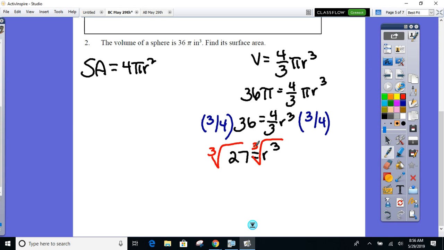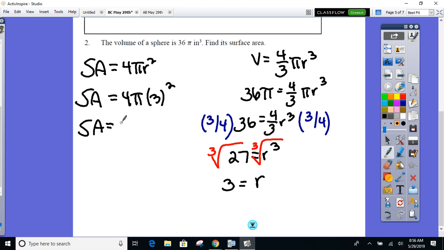And what is the cube root of 27? 3. So I go back over to my surface area, plug in 3. Now we're looking at 36 pi inches squared. Guys, all good there? All right. Anything here? Going back and forth between volume and surface area.